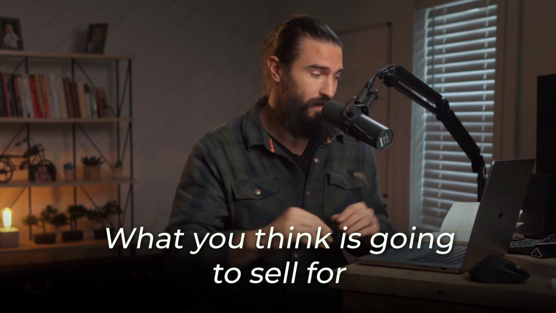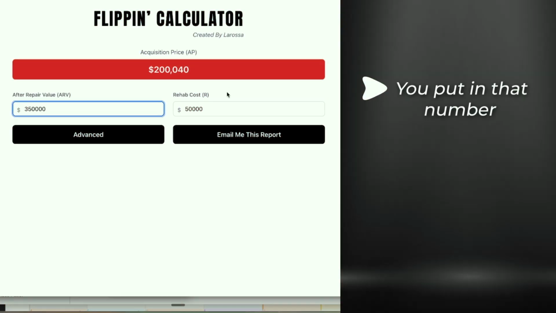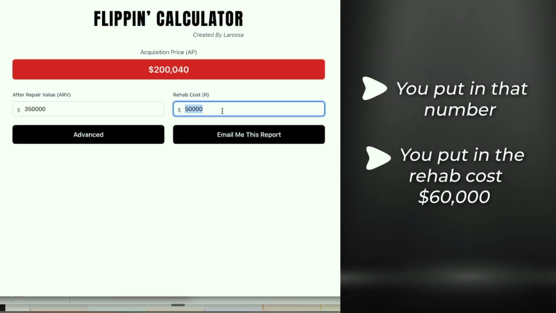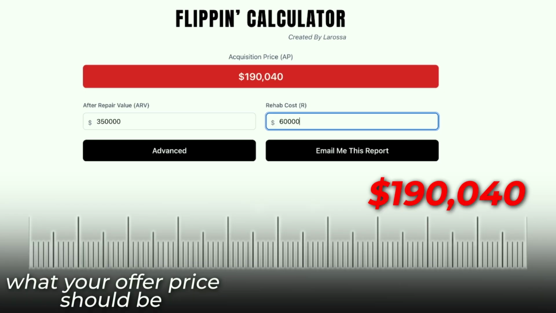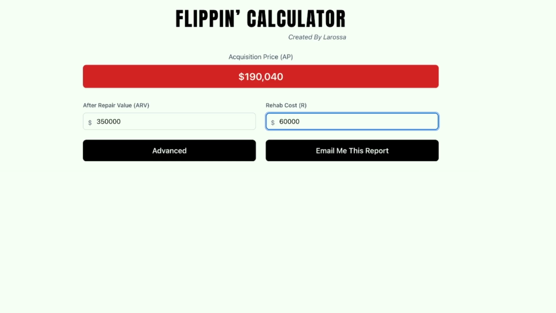All right. Basically, here's what it does. You find out the after repair value of the house, what you think it's going to sell for. You put in that number. You put in the rehab cost, $60,000. Boom. It spits out what your offer price should be, $190,040. Note that we also built a calculator for the rehab costs. That's a different video. We'll link it here at the end.